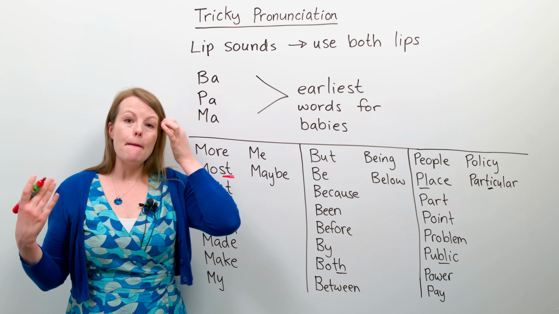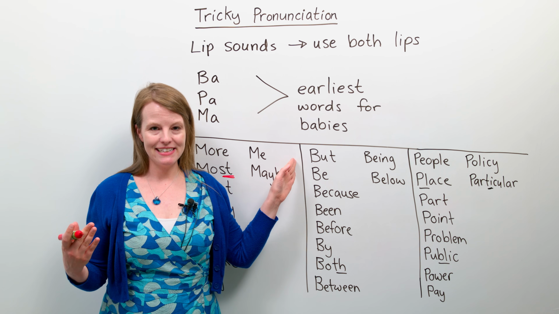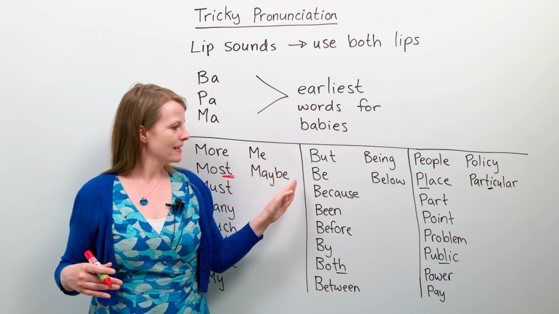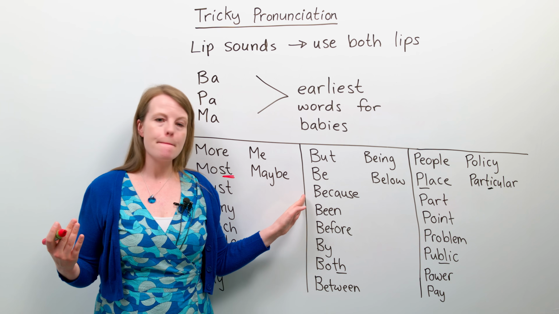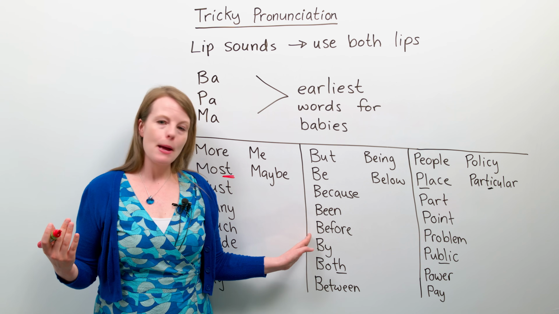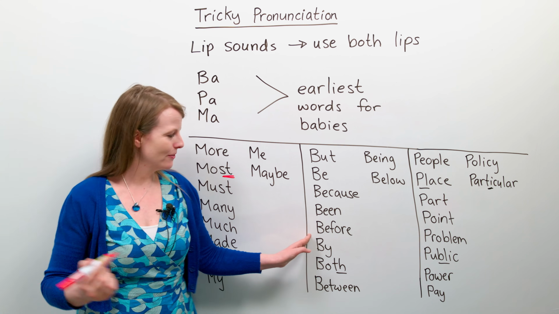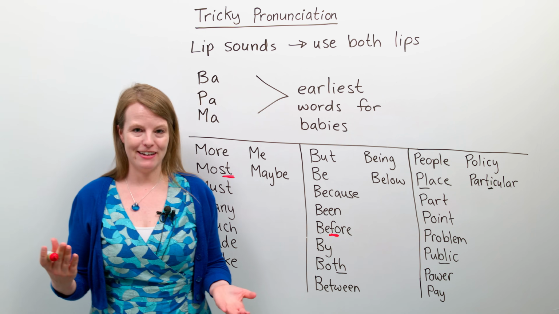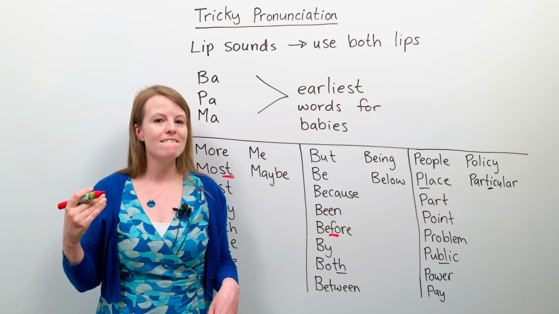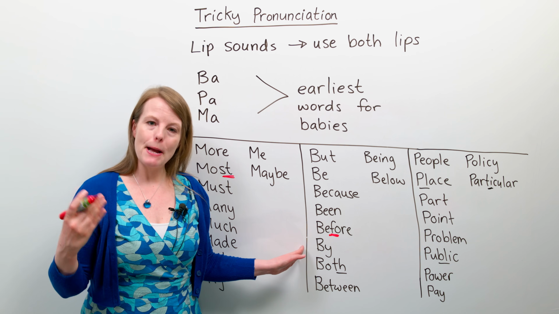Let's look at the most common B sound words. So we have the word but, and again, both your lips should be coming together. But, be, because, been, before. Okay, so this might be a little bit tricky for some of you because it has this F sound. We'll talk about the F sound later, but notice what my mouth is doing. Before. So that's a tooth and lip sound. By.